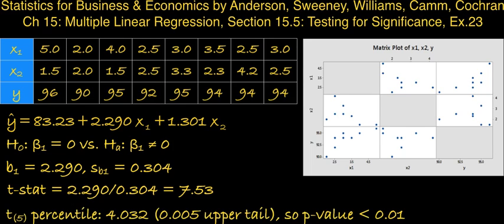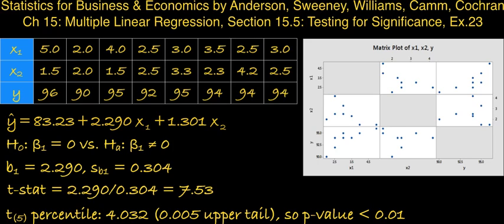And then to find the p-value associated with 7.53, if we look up a t table with 5 degrees of freedom, 4.032 has an upper tail of 0.005, and 7.53 is larger than 4.032. But remember, this is a two-tailed test, so all we can conclude is that the p-value is smaller than 0.005 times 2. So in other words, the p-value is smaller than 0.01. Again, Minitab gives us that p-value exactly, 0.001.